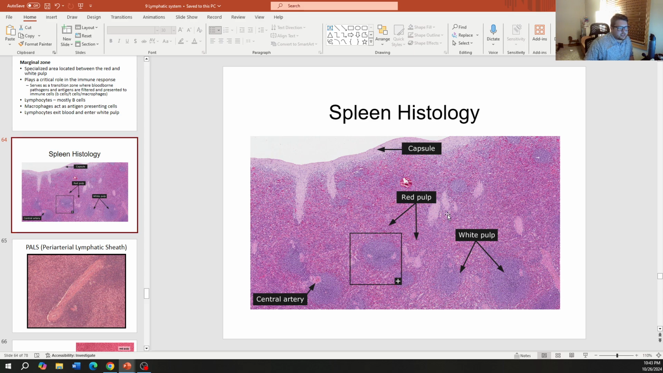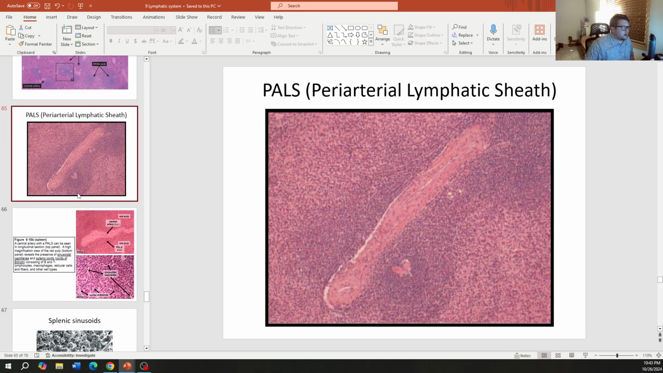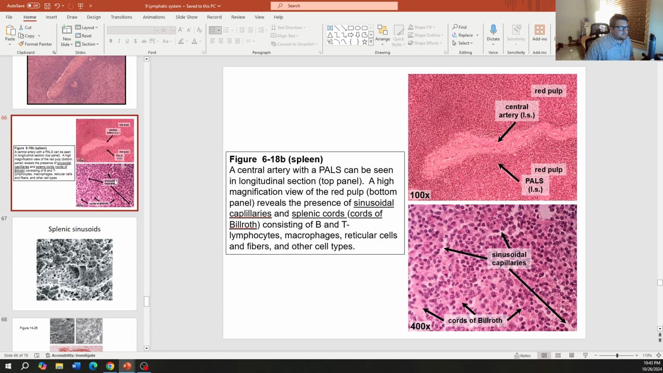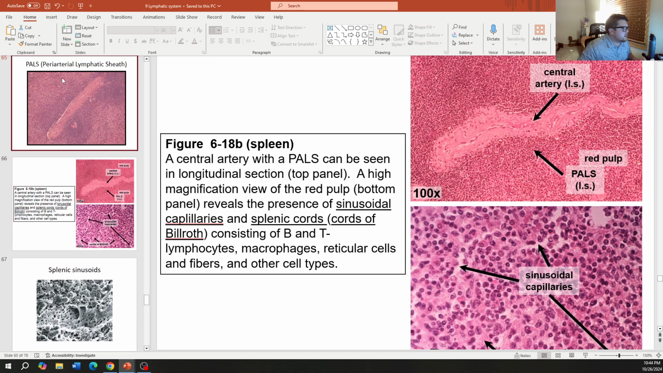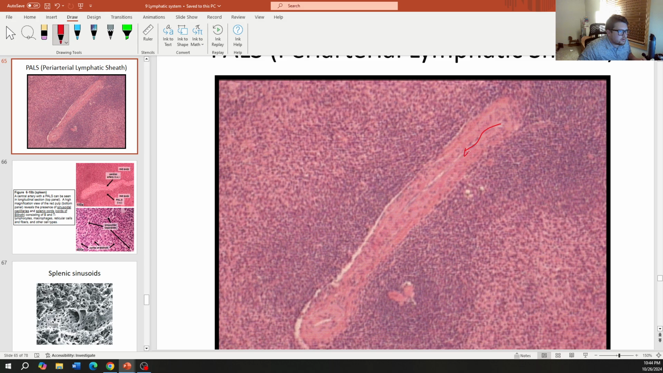Here are all of these components in the pictures. Got the red pulp, got the white pulp, here's the capsule. Here's one of our peri-arterial lymphatic sheaths. You can see right there. The central artery, you can kind of see it in this one too. The central artery is running this way through the middle right here.